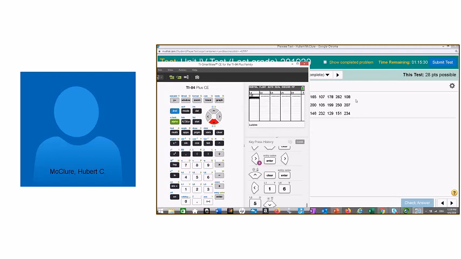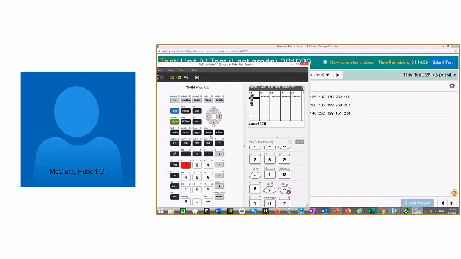Down. Okay, didn't do that. 165, 107, 178, 262, 108. Okay, this keyboard's not working, so I'm going to have to do it the hard way with the mouse. 107.